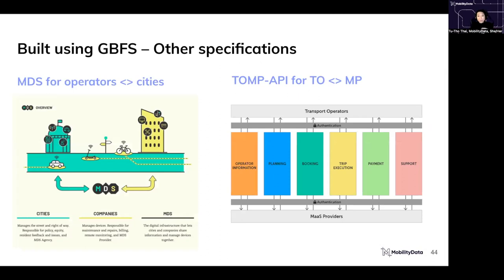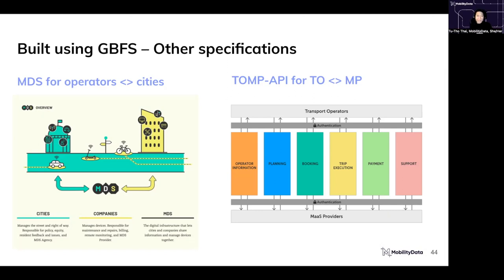Now, other things built using GBFS, other specifications were built on top of GBFS. As I said earlier, GBFS is very much user-centric, traveler-facing. So there was a need for an additional layer for discussion between operators and cities. And it's when MDS was created by the Open Mobility Foundation. Another specification that builds on top of GBFS, this one is a little bit more European-centric, is TOMP API. It's an open specification that allows discussion between transport operators and MaaS providers to ensure a seamless journey for one user from the trip planning. So that is the part described in GBFS, where is the bike, down to payment on the entire journey.